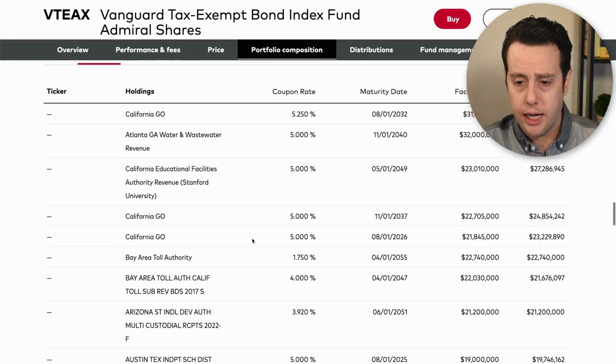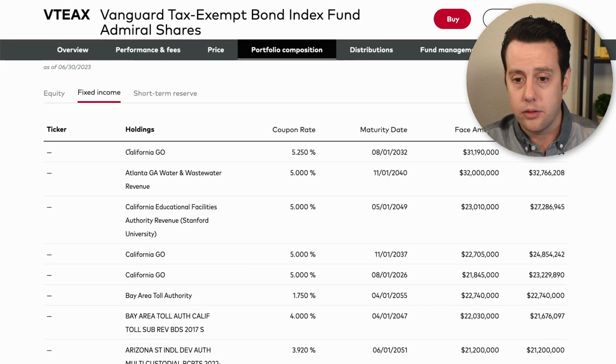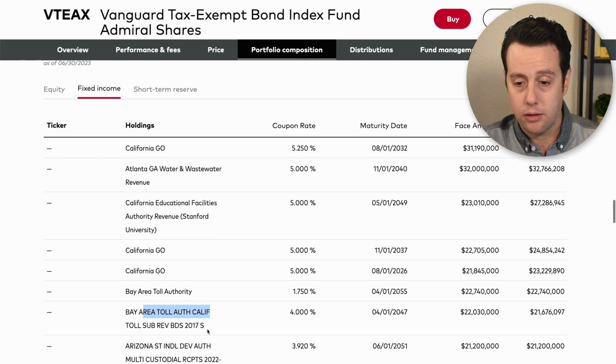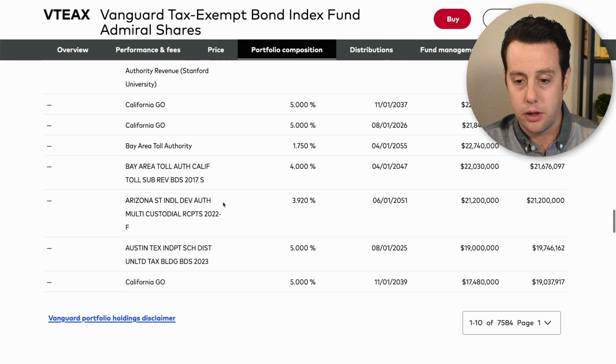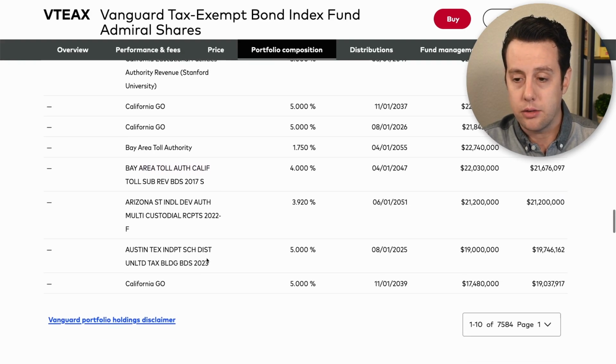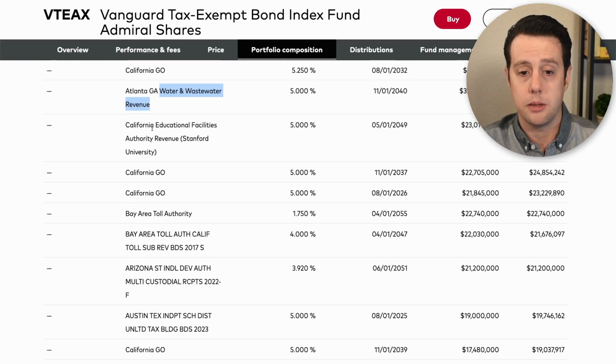And then when you look at the bonds in the fund, you can see they're basically all different municipal bonds. Some of them are backed by things like the Toll Authority of California or water and wastewater revenue, and so on. So this is a pretty well-diversified municipal bond fund, probably one of the best.